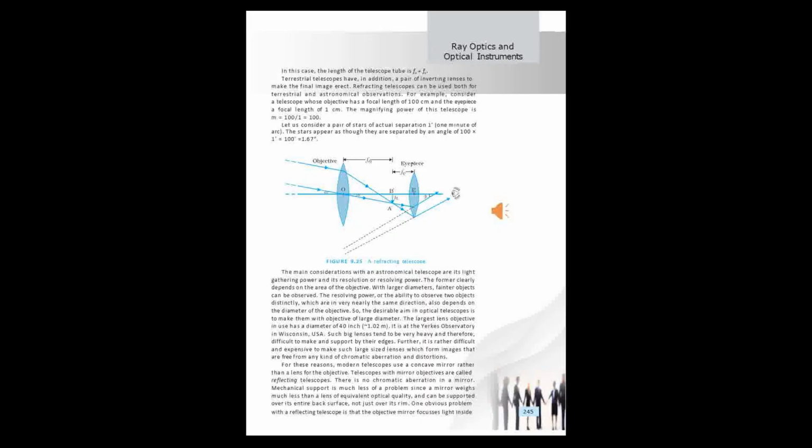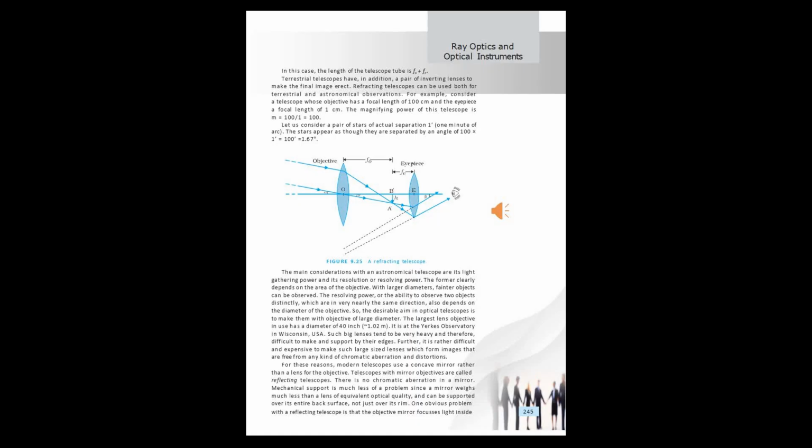In this case, the length of the telescope tube is f_o plus f_e. Terrestrial telescopes have, in addition, a pair of inverting lenses to make the final image erect. Refracting telescopes can be used both for terrestrial and astronomical observations. For example, consider a telescope whose objective has a focal length of 100 centimeters and the eyepiece a focal length of 1 centimeter. The magnifying power of this telescope is m equals 100 by 1 equals 100.